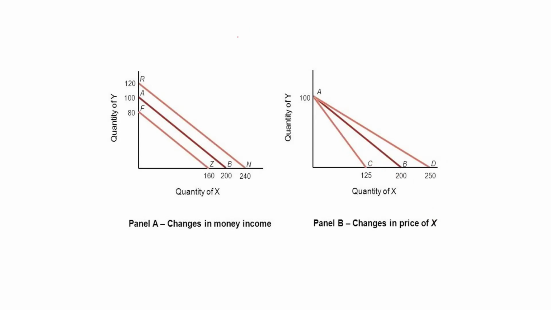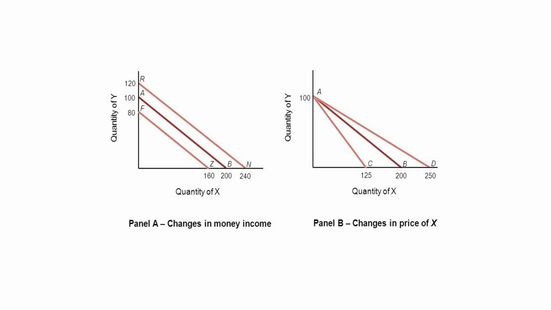So we can easily say that with the change in the income of the consumer and the change in the prices of the commodities, there is a change in the budget line as well. And this is all about this concept. I hope you have got a complete idea of what we have covered in this lecture.